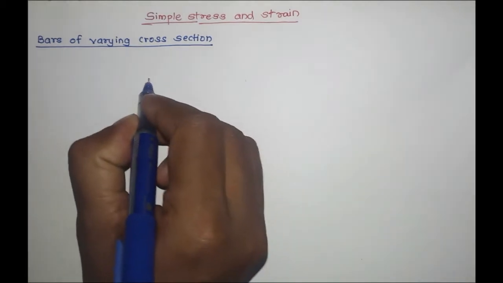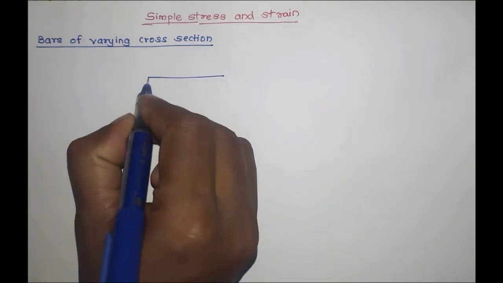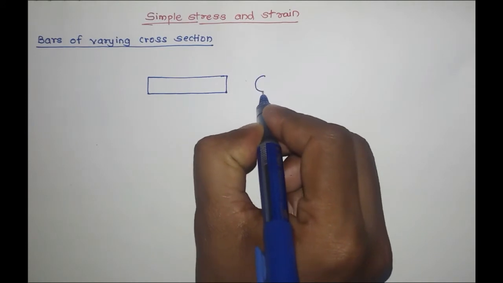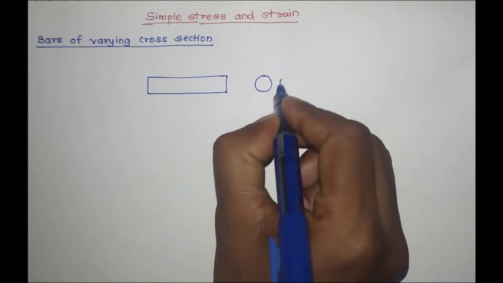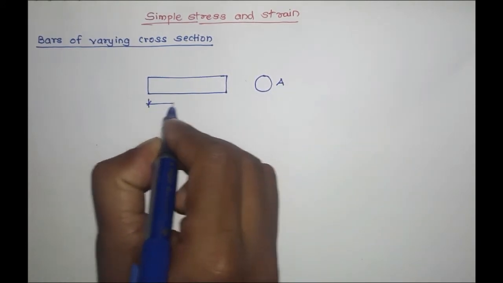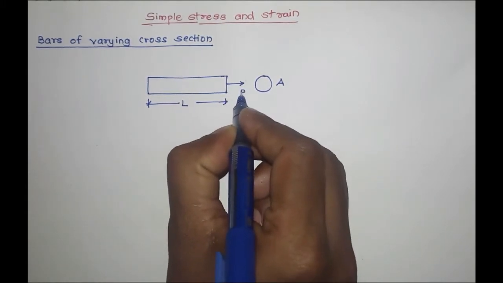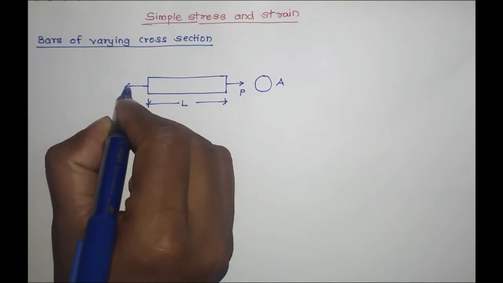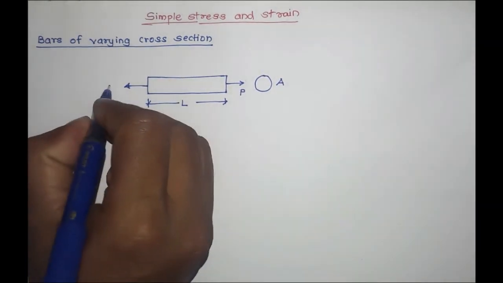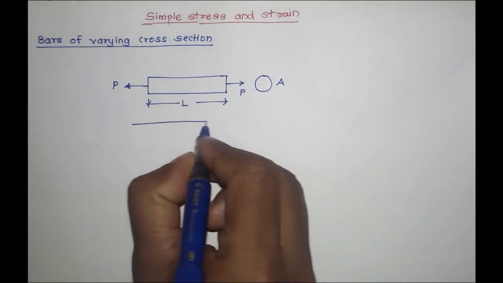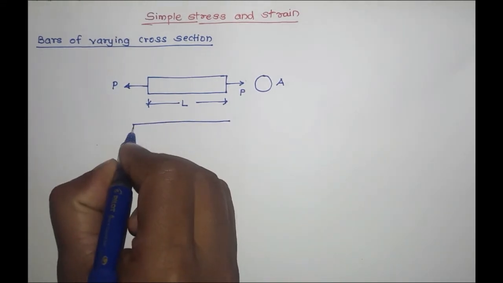So whenever there is a simple object having a cross sectional area A, if I take this as a circular bar having a cross sectional area A and length L, and it is subjected to a force P on both sides, now because of the application of this force P, what will happen? There will be an increase in length.